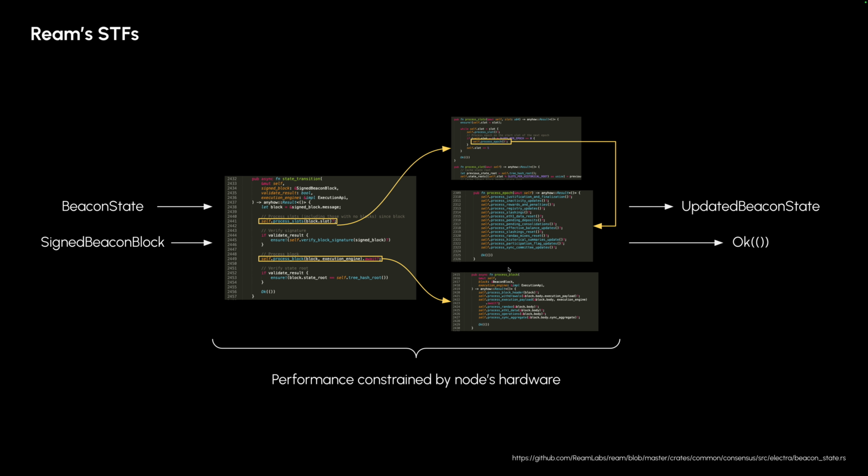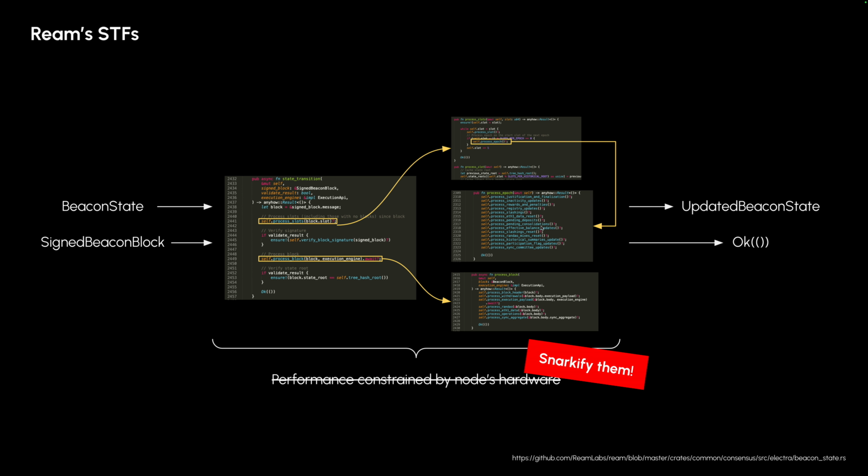But the problem is that there are a lot of operations going on. So the performance of the node, and therefore the performance of the consensus layer, is constrained by the node hardware that has to process all of these functions during a block, and also the block plus the epoch at the beginning of each epoch.